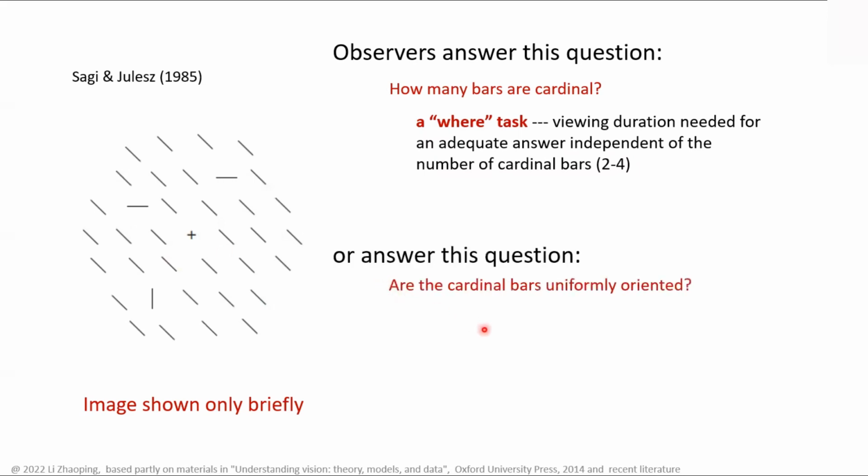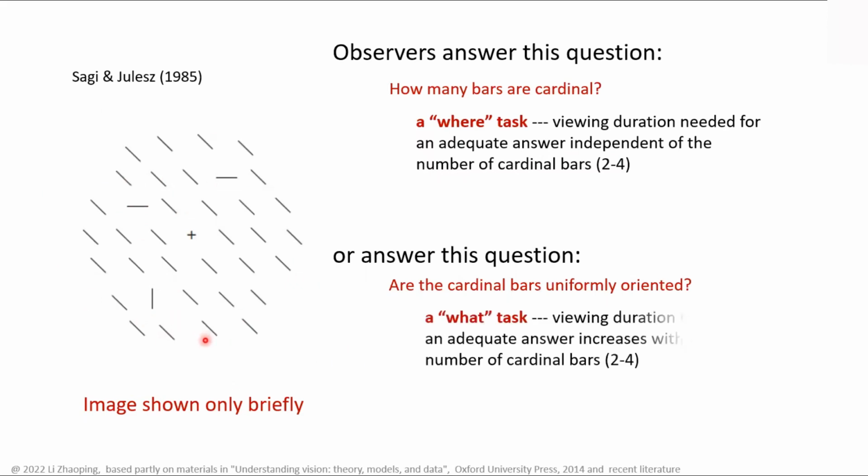However, if you ask people this question, are the cardinal bars uniformly oriented? In this case, the answer will be no, because 2 are horizontal, 1 vertical, right? Then how long do you need to show this before people can answer this question adequately? It grows with the number of cardinal bars in the image. So this is called a what task. It's a what are these bars? Where task, where are these odd bars? So depending on what you decode, whether you decode identity or location, it requires different amounts of visual input time.